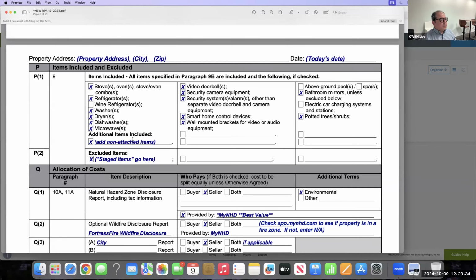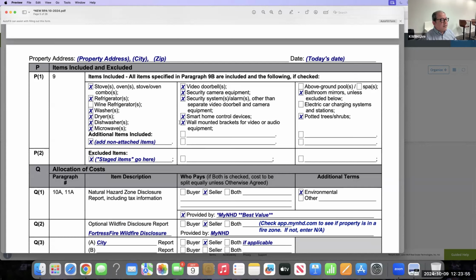Just a painting doesn't count. If it's a painting, like a tapestry, no, that's hanging. Okay, video doorbell: if there's a Ring doorbell, you're gonna check the box. Security cameras on the property. Security alarms, smart home devices. Wall mounted brackets for video or audio.